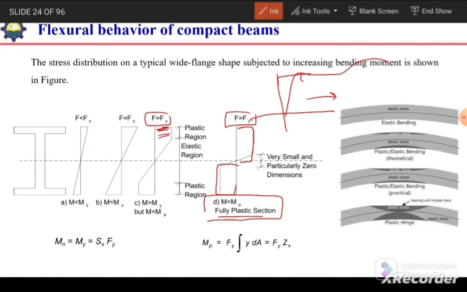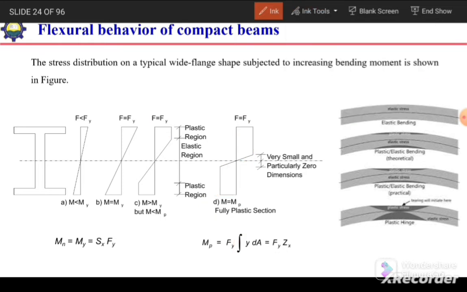So in that case, the bending moment capacity Mp, which is termed as plastic moment, can be calculated by using this relation: Fy times the first moment of area of the section, so Fy times Zx. Zx is actually the first moment area of the section. By using this relation, Mp equals Fy times Zx, we can calculate the capacity of the section, termed as the plastic bending moment capacity. At that stage, the whole depth of the section will be yielding.